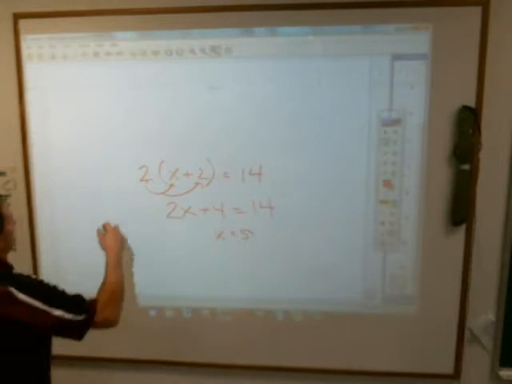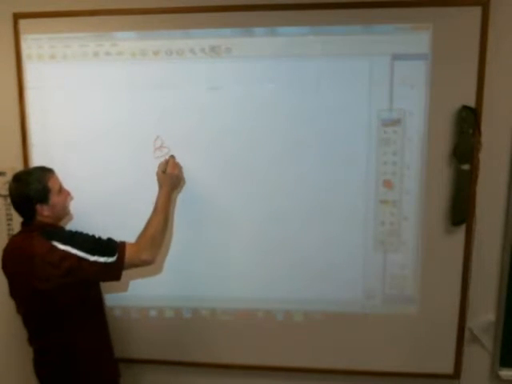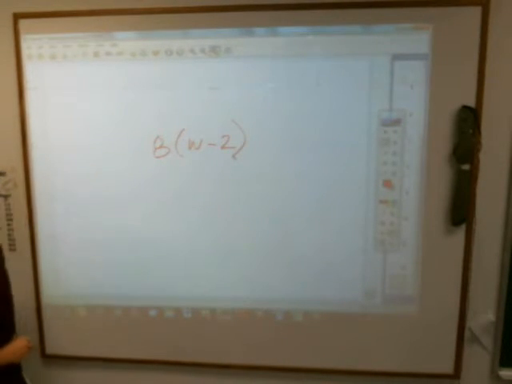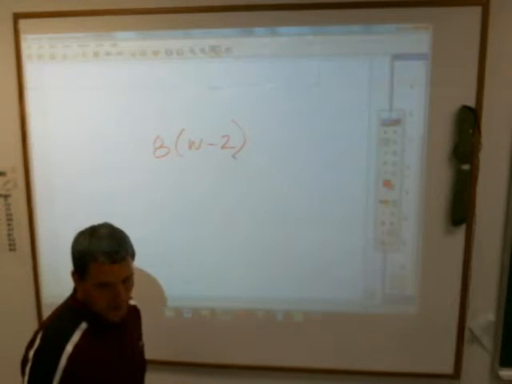Let me give you one and you do it for me. How about this? 8 times, in parentheses, w minus 2. If I asked you to use the distributive property and simplify, what would you give me for the answer? Make sure you're writing these examples down, because words mean not as much as examples might help you out. 8 times w minus 2.